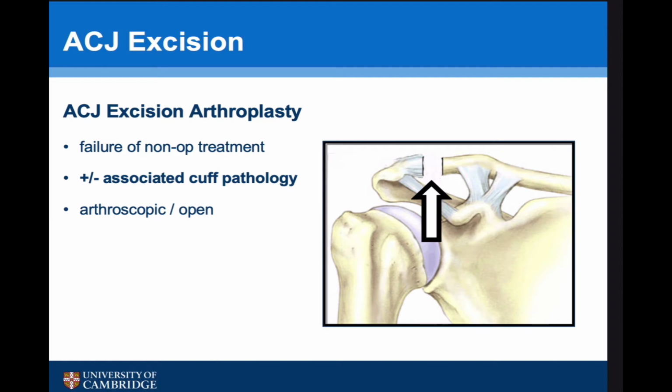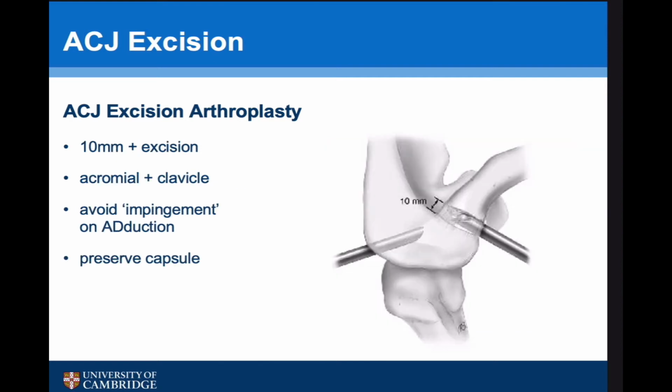So the indications for an AC joint excision arthroplasty are failure of non-operative treatment. This is a procedure that can be done arthroscopically. It can also be done open. Patients often have associated cuff pathology, and this can be addressed at the same time.